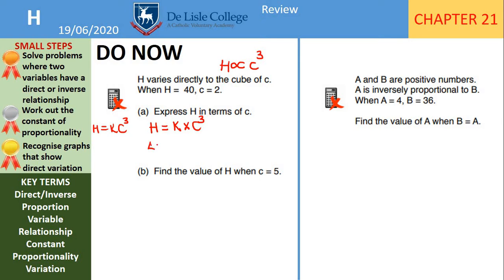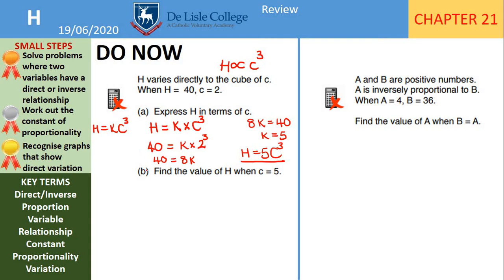So when h is equal to 40, c is equal to 2. And then if I work this out, so I get that 40 is equal to, or 2 cubed is 8, so 40 is equal to 8k. Switch this around if you feel more comfortable. So 8k is equal to 40. So that must mean dividing by 8 that k is equal to 5. Put that back into our formula. So replace k with 5. We will get that h is equal to 5c cubed. And that's the answer for expressing h in terms of c.